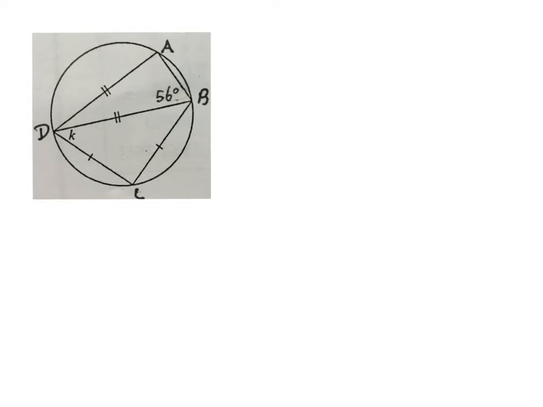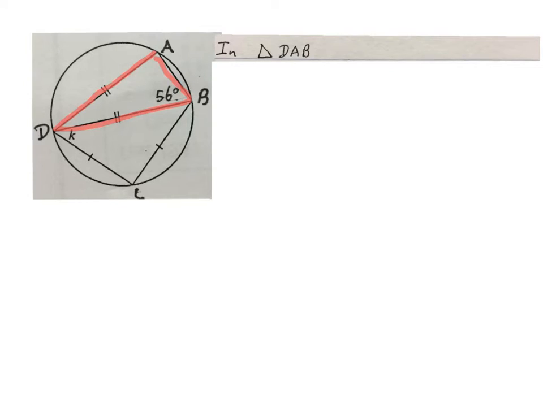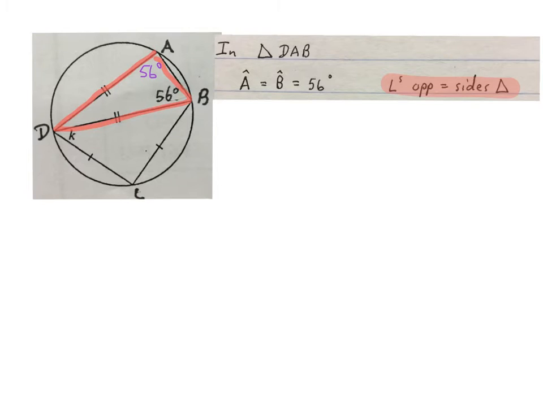In this last rider, there's a little bit more work that we must go through to get to the answer of K. We have a cyclic quadrilateral, but we don't have a clear angle we can work with. We are going to start in triangle DAB. We can see that angle A will be equal to angle B, will be equal to 56 degrees, which we write in. Our reason, angles opposite equal sides of a triangle.